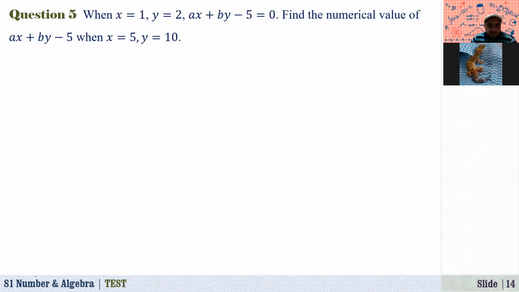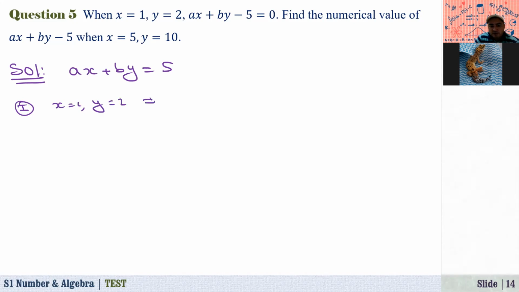Okay, question 5. When x equals 1, y equals 2, ax plus by minus 5 equals 5. Let me just write ax plus by as this, and 5. In the first case, when x equals 1 and y is equal to 2, this expression will be a times 1, which is a, plus 2 times b, that's equal to 5.